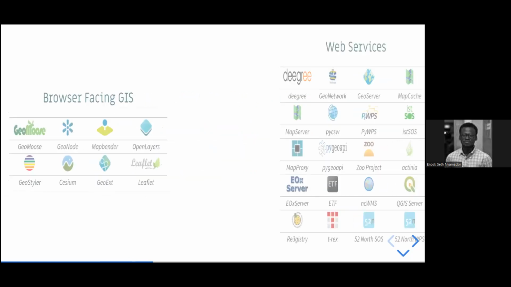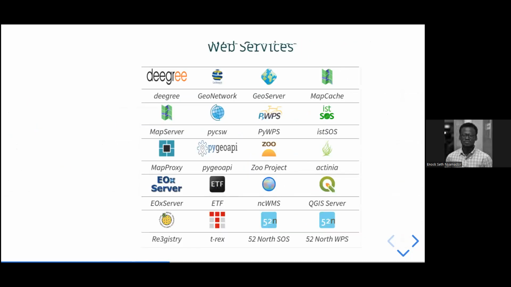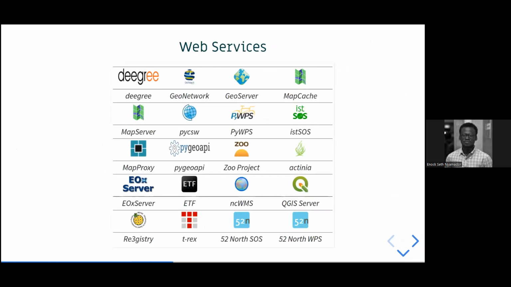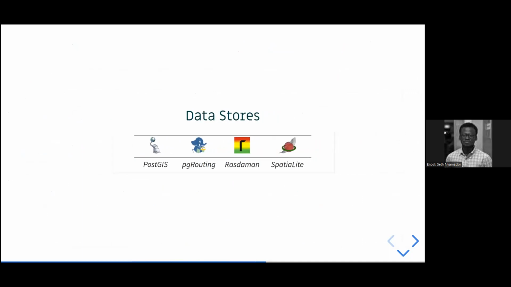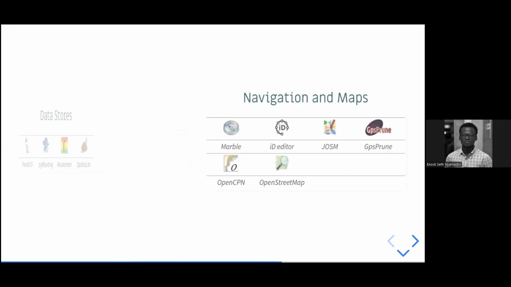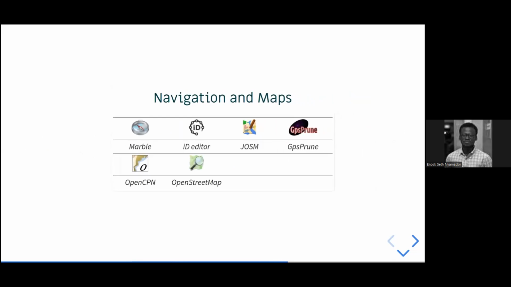We have web services that allow you to consume data from a remote server. GeoServer is one that produces data in well-known formats like WFS, WMS, etc. Data sources, data stores, excuse me. We have PostGIS, which is an extension for Postgres that you can use to store data. pgRouting, to specialize. Navigation and maps.